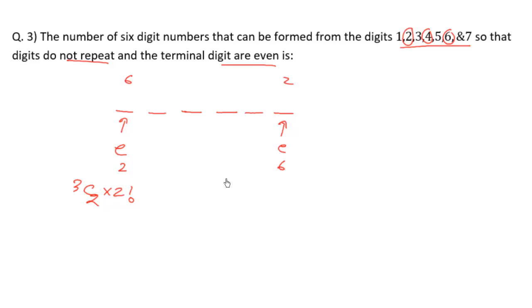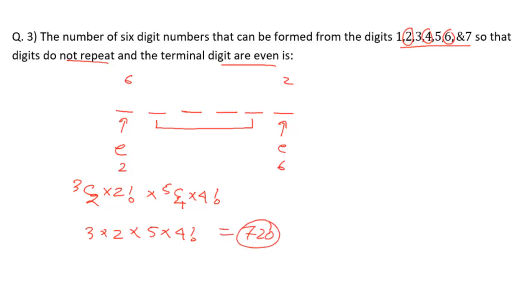Once these even numbers are fixed, we are left with 5 numbers, correct? Out of those 5 numbers, we have to select 4 numbers and arrange them. That can be done in 5C4 into 4 factorial ways. So we have to multiply this. Obviously this is 3 into 2, and this is 5 into 4 factorial. On calculation, we'll be getting 720, and that is the answer.